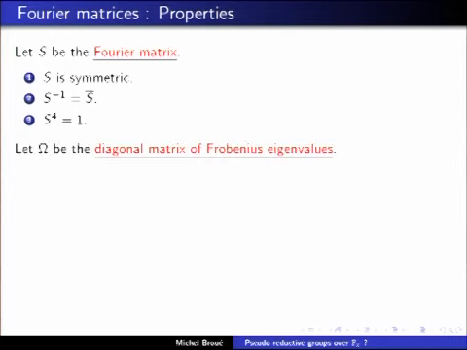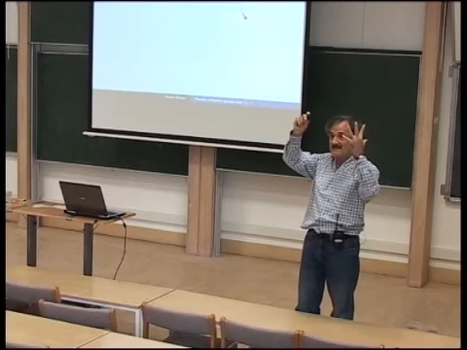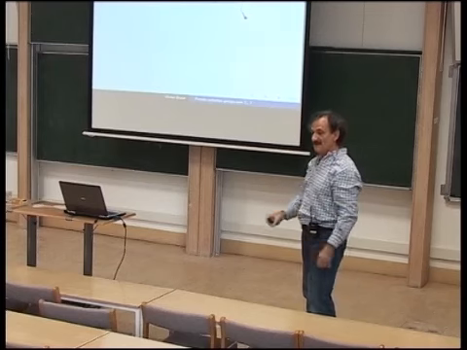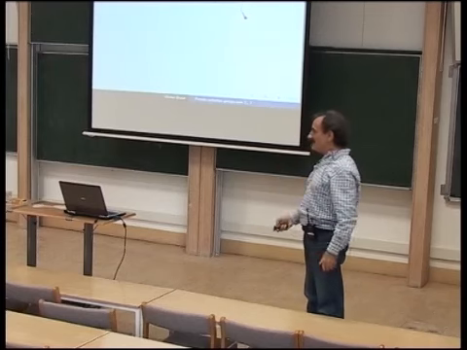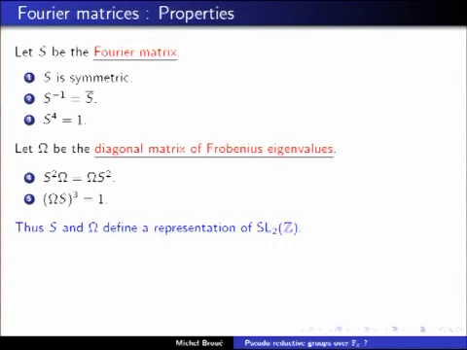Let omega be the diagonal matrix of Frobenius eigenvalues. Remember that each unipotent character comes equipped with a well-defined root of unity corresponding to its action on the group. So let me denote by omega the diagonal matrix of Frobenius eigenvalues. Then you have this type of relations. Why? I don't know.